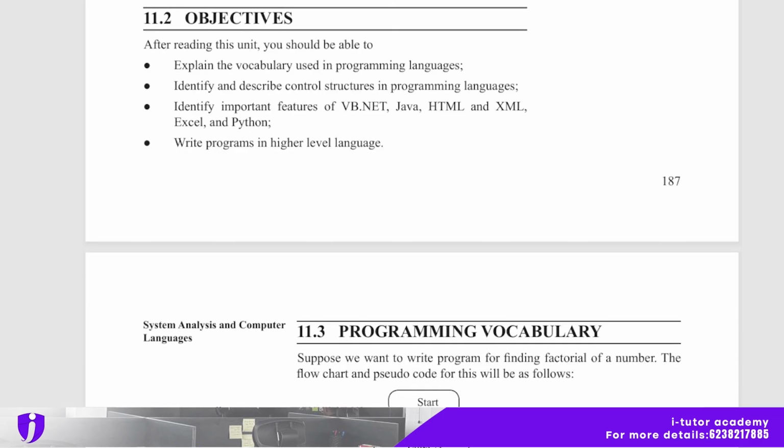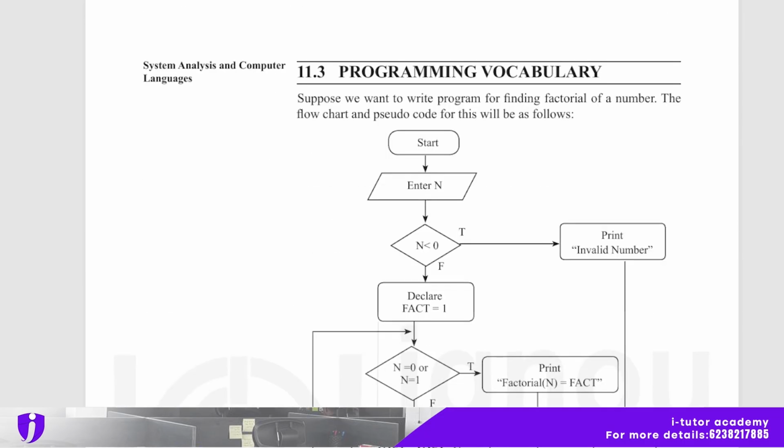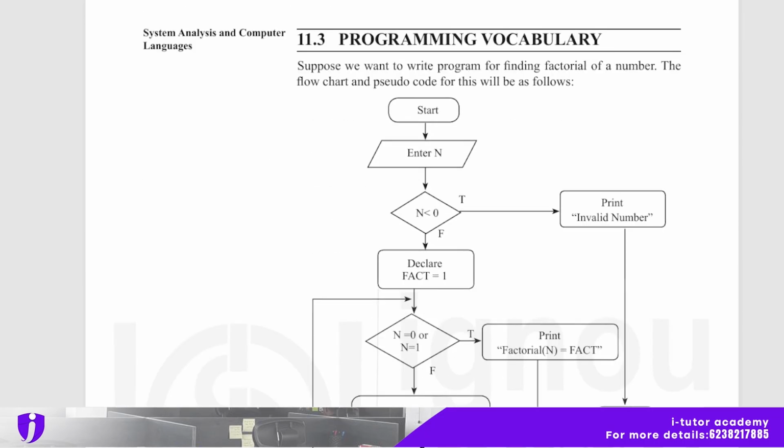What are the objectives of this chapter? To explain the vocabulary used in programming languages, identify and describe control structures in programming languages, identify important features of .NET, VB.NET and Java, HTML, XML, Excel and Python, and write a program in a high-level language also. These are the objectives of this chapter. So next is programming vocabulary.